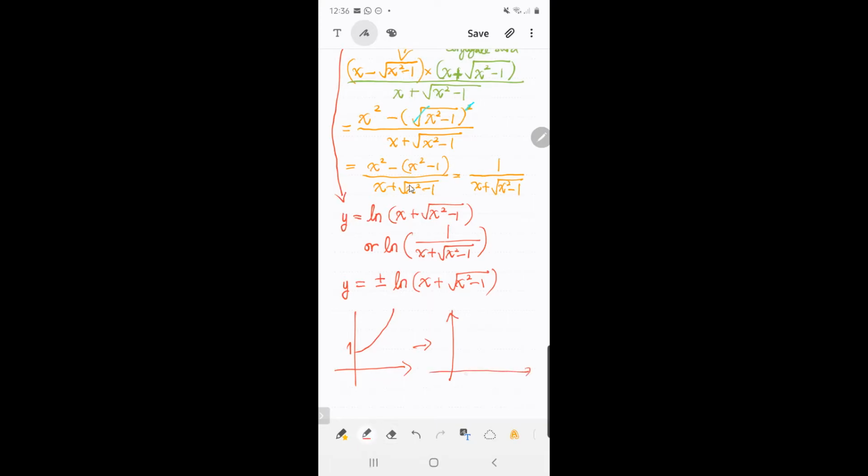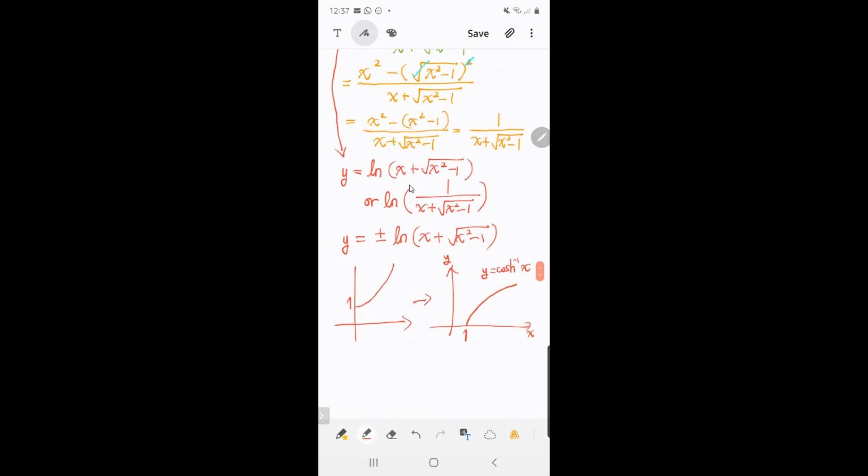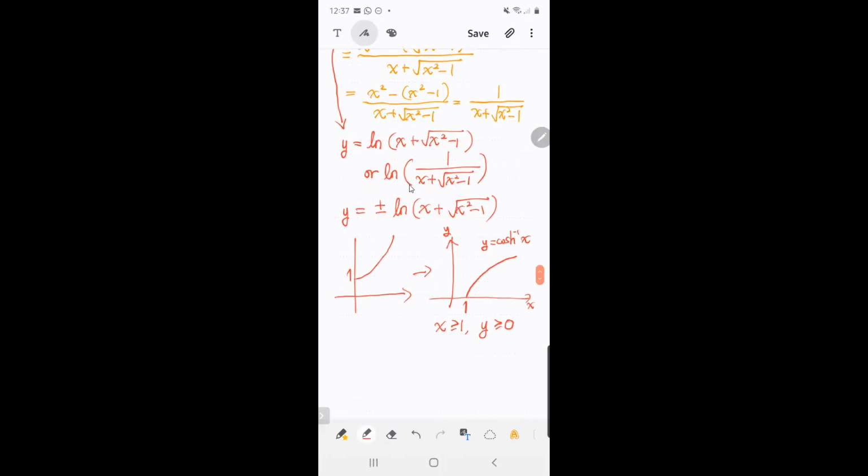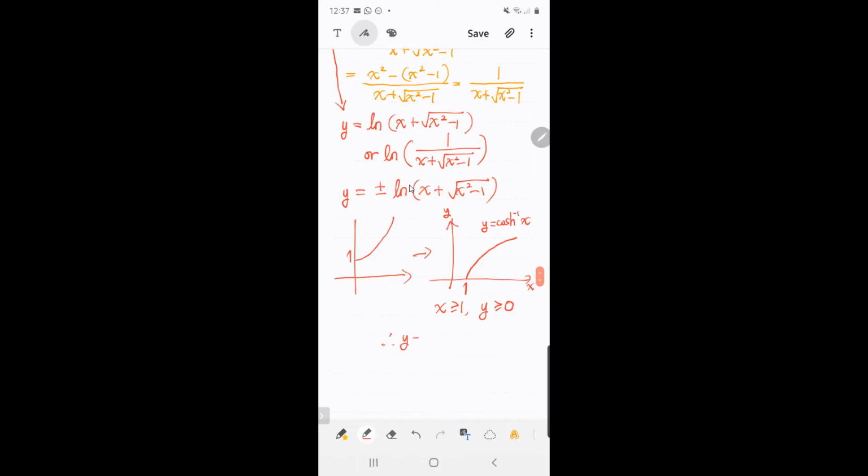It becomes this way, the 1 is reflected to the x-axis here. This is the graph for y equals cos inverse of x, for the domain x greater than or equal to 1, and the range is y greater than or equal to 0. Therefore, you have y equals ln of x plus square root of x squared minus 1. This is how you get the logarithmic form given in MF19. This one is in MF19.